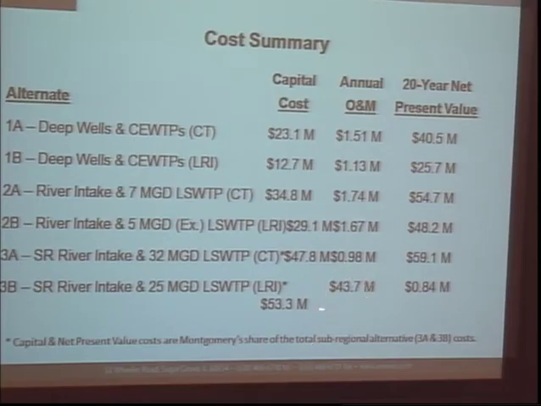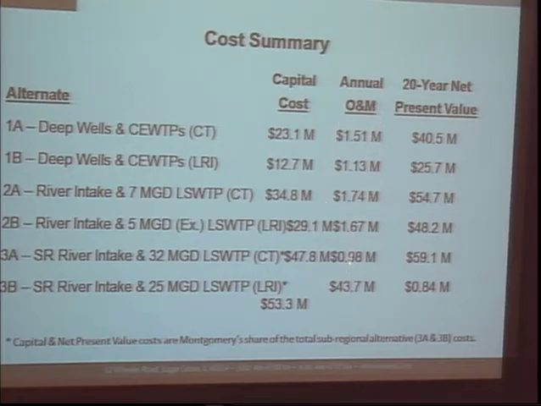So again, the bottom one here for 3B should have a capital cost of 43.7, and then the present value should be the 53.3. So with these alternatives, what you can see is in some cases the capital investment may be a little bit cheaper, but the annual operation and maintenance cost ends up being more expensive.